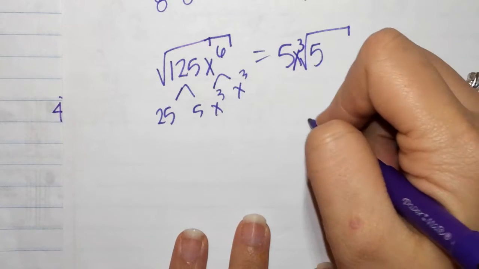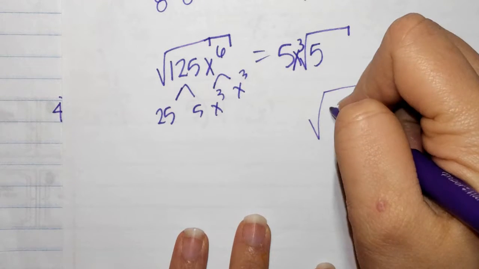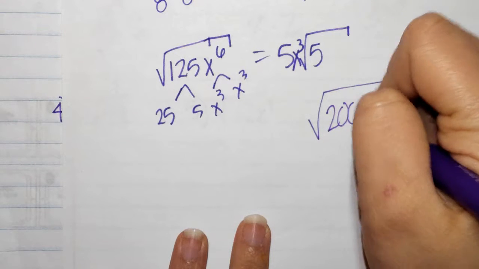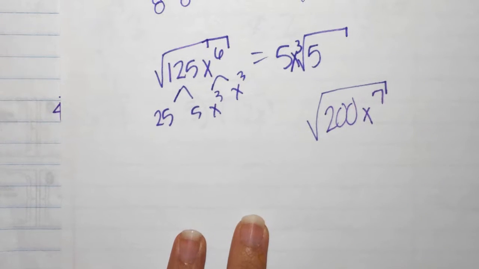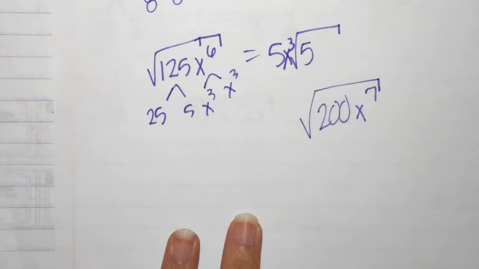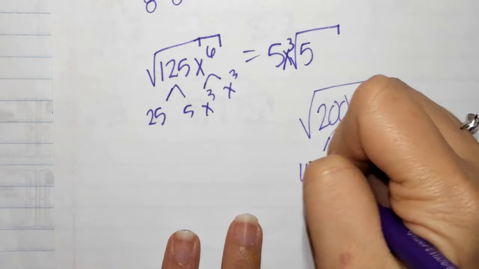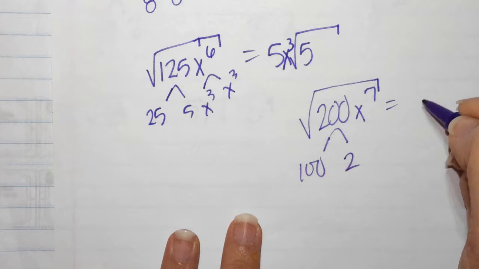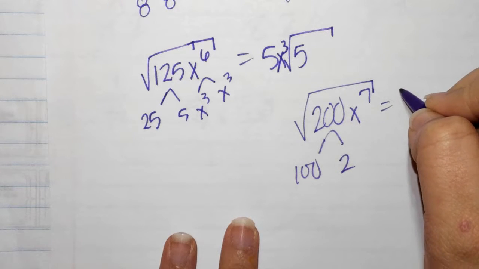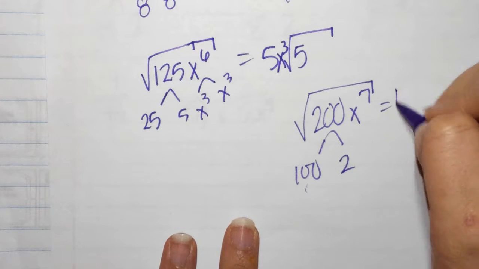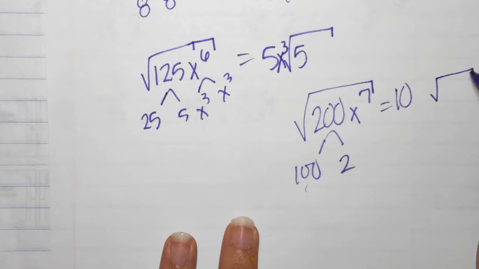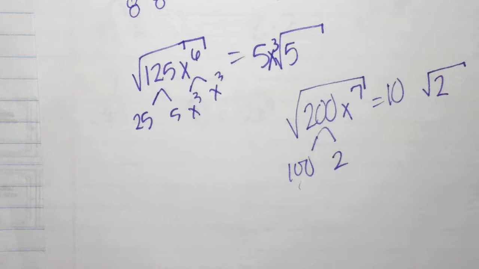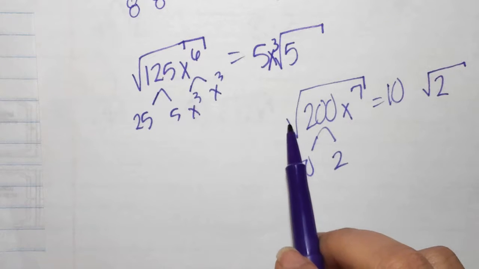So what if I said 200 x to the 7th? 100 is the biggest perfect square, and what's that going to be multiplied by? Okay, so what's going to come to the outside? 10, because that's the square root of 100. I'm going to leave space for my x. 2 stays under there. Now, what's the index of this guy?